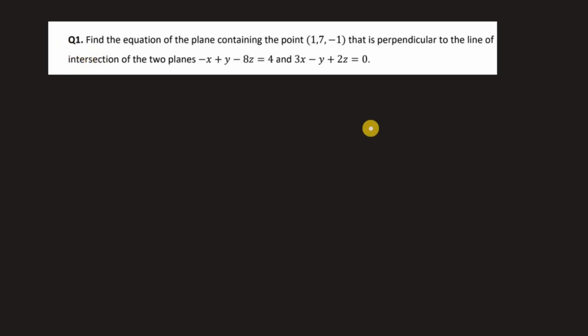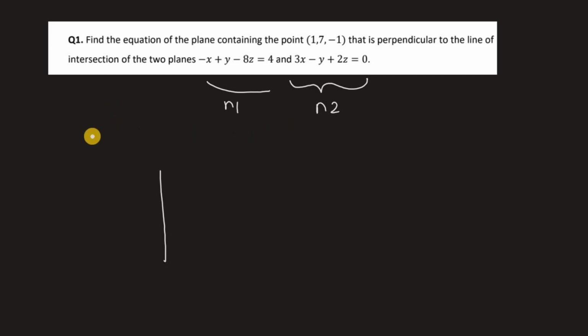Okay, so this is the first question that we have over here. It says find the equation of the plane containing the point that is perpendicular to the line of intersection of two planes. Okay, so we have this equation number 1 and equation number 2 over here. So this is the normal vector given to us for the first plane and the normal vector given to us for the second plane. Okay, and we need to find the directional vector in order to find the plane that is perpendicular to the intersection of these two planes. Okay, so let's go ahead and do that.